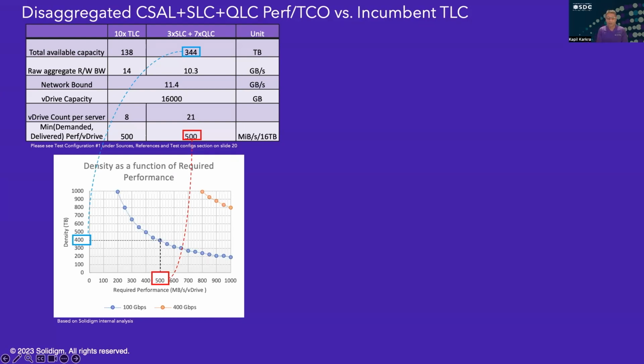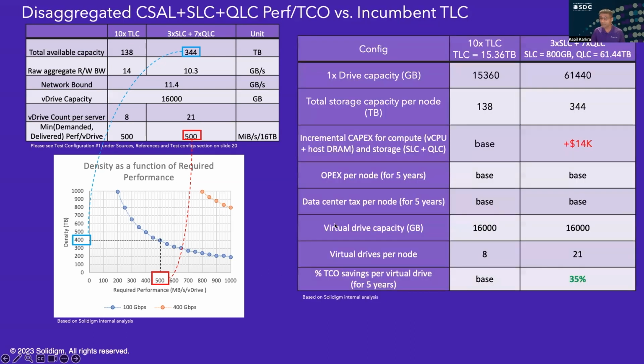Now, just wanted to quickly say that we are saturating 80% of the 100 gigabit Ethernet here. And TLC may deliver more performance, but that performance is going to get left on the table because your SLA demand is only 500 megabytes per second per virtual drive. So QLC is able to meet that demand. And ultimately the bottleneck would be the network here, the 100 gigabit Ethernet network.